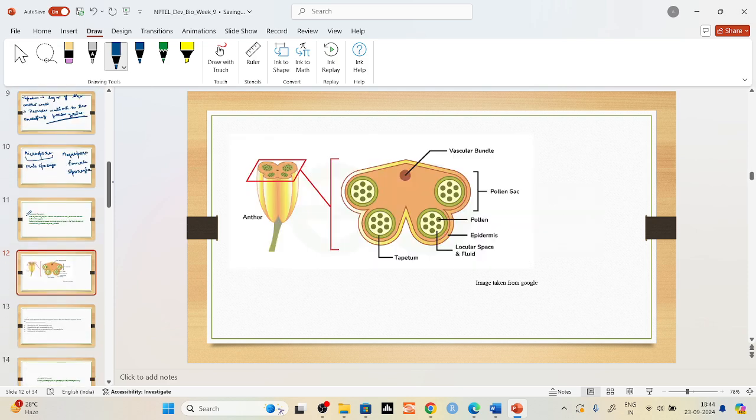So I was talking about tapetum. What is tapetum? Basically, it is the innermost layer of the anther wall. If you cut an anther cross sectionally, you can see it like this, and the innermost layer is your tapetum. This layer is your tapetum, which provides what? Nutrition to the pollen grains.